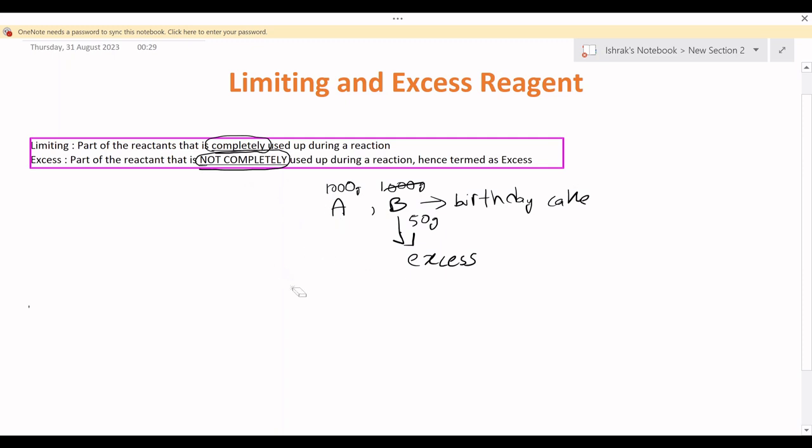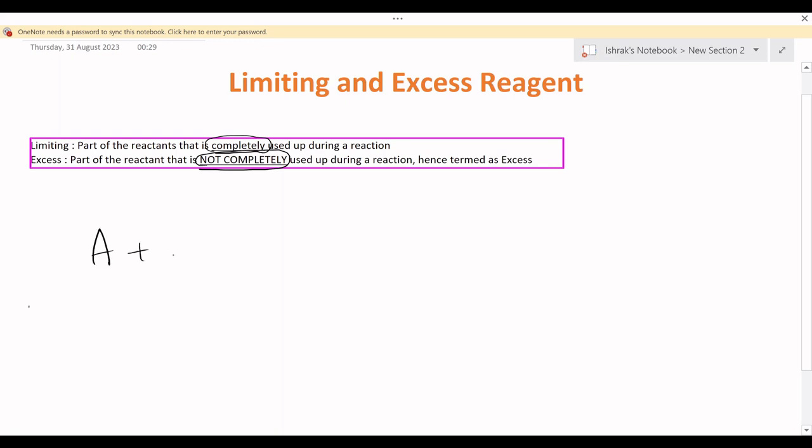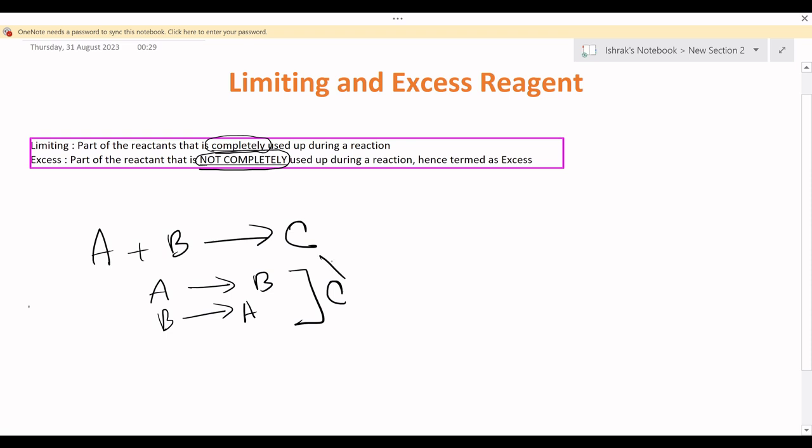Now let's try to understand it in terms of equation. So let's say we have A plus B that makes up C. Okay. Now, when we look into this, we have to understand what exactly it is saying. What this is saying is that we need one of A and one of B to make C. So when we have one A, we need one B. Or when we have one B, we need one A to make this product called C.